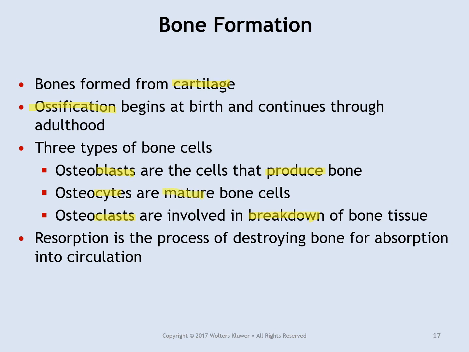So when you have osteoblasts working harder, you are having more bone produced. When osteoclasts are doing their job, more bone is being broken down. When you're in complete homeostasis, the osteocytes are the prevalent form of bone cells. And resorption is destroying bone, and that is the job of the osteoclasts.